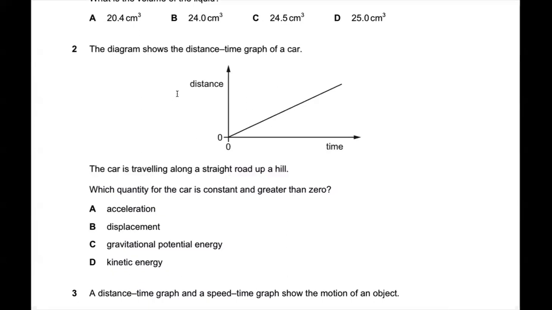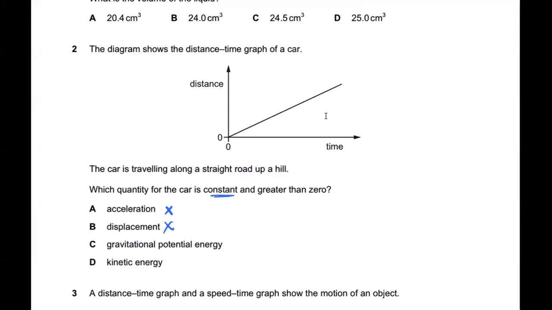All right, so the car is traveling along a straight road up a hill. Which quantity for the car is constant and greater than zero? So here you can see that because the distance-time graph is an upward sloping line, this means that it has a positive gradient and hence it does have some positive constant speed. So I don't see speed here. Acceleration is zero because speed is constant, right? Displacement is greater than zero, right? But it's also not going to be constant, which is why displacement is out.